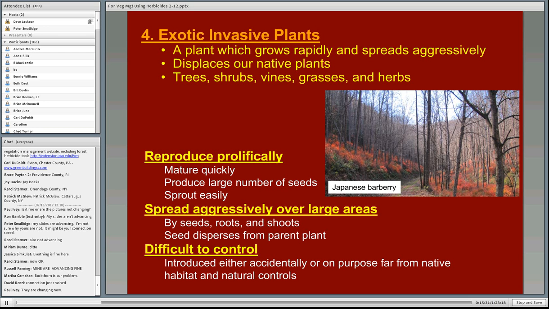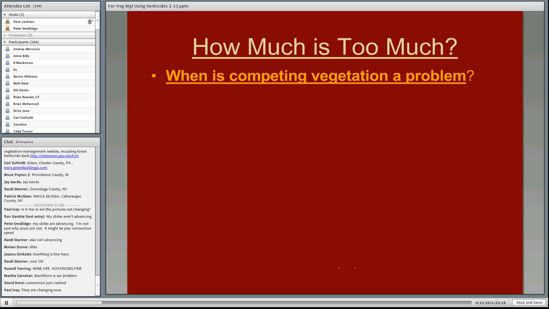So how much is too much? When is competing vegetation a problem? I'll give you 2 points here. The first one, when we're dealing with any exotic invasive plants, if you have any. We need to be addressing exotics and invasives when you find one, because just by the nature of the plant and the definition of invasives, they're going to spread. They're going to spread aggressively. When you have one, you're going to ultimately have more.